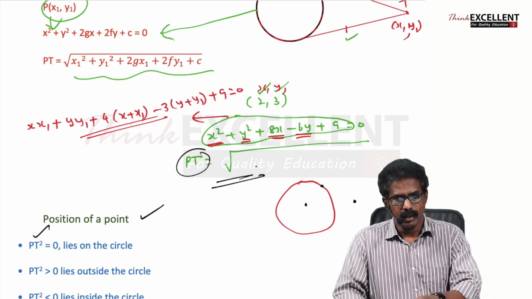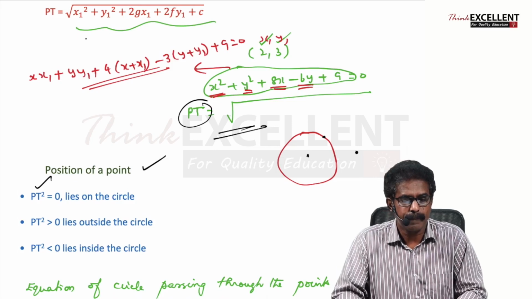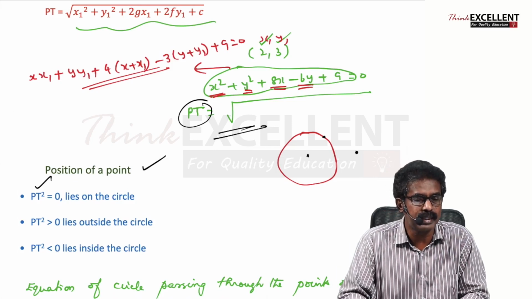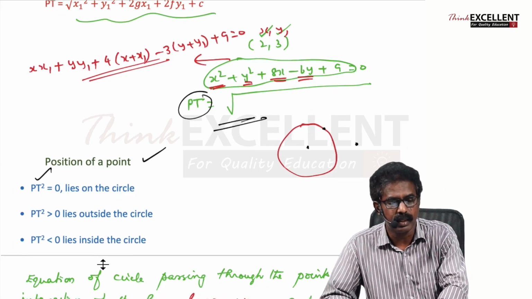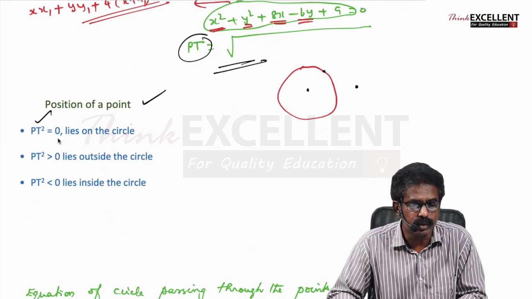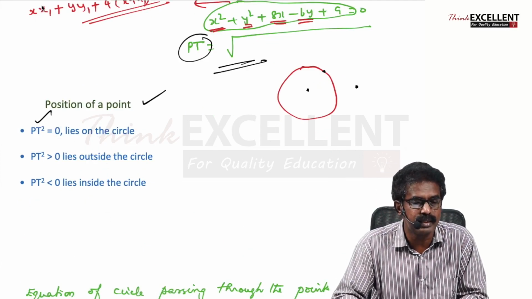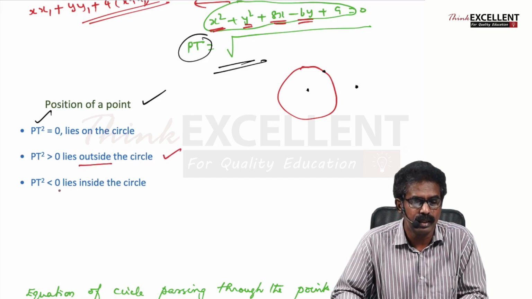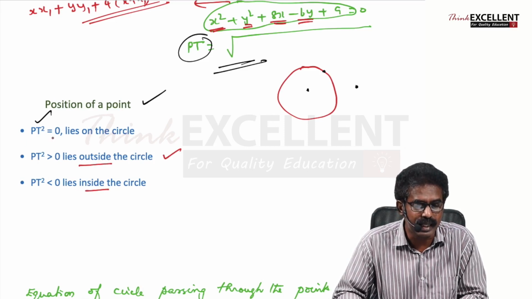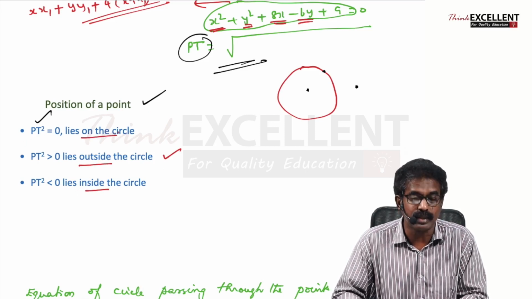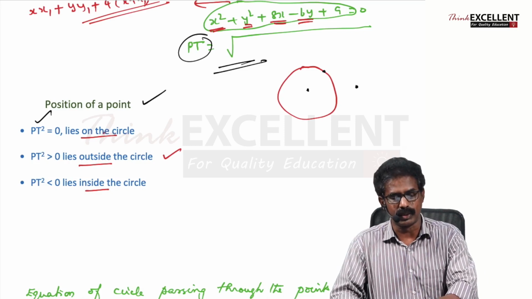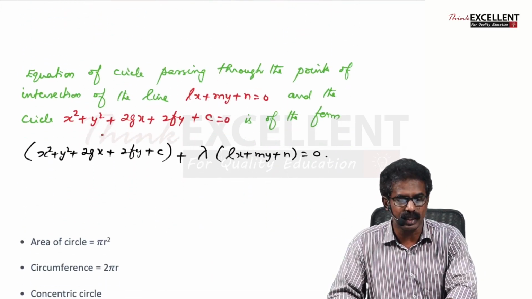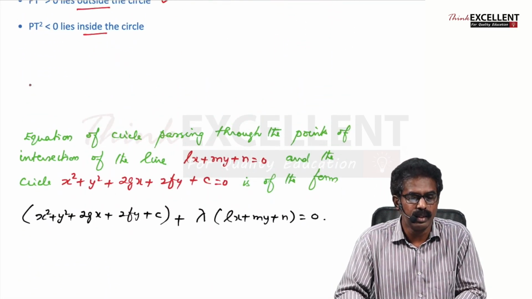Okay. So to find the position, you find PT square. If it is positive, greater than 0, you say it lies outside the circle. Negative, lies inside the circle. And exactly equal to 0, lies on the circle. Okay, so these things you study. And almost all the results we have studied. Now we are going to teach the last one.